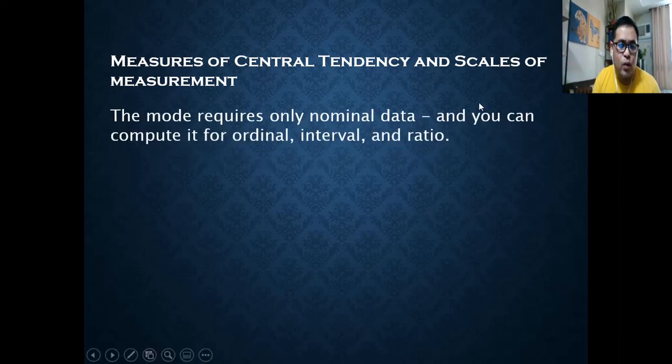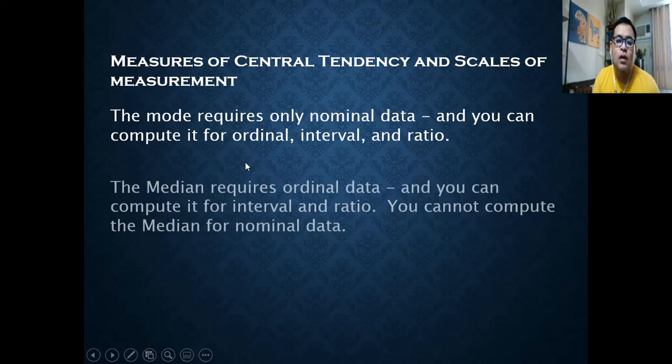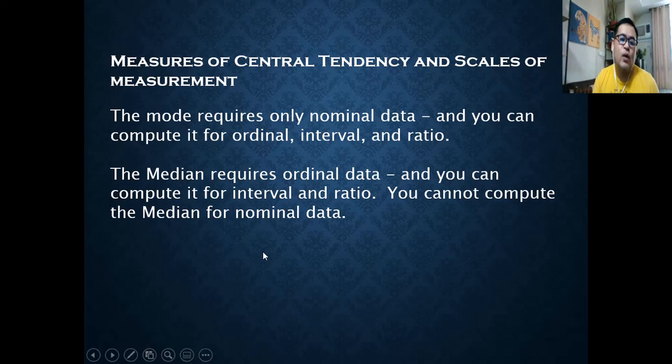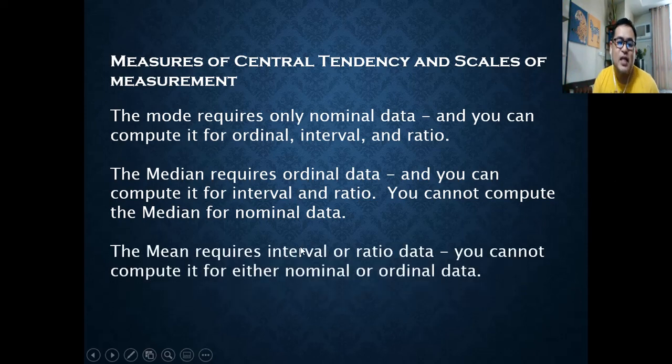The mode requires only nominal data, and you can compute it also for ordinal, interval, and ratio. For the median, it requires ordinal data and you can compute it for interval and ratio. You cannot compute the median for nominal data. And the mean requires interval or ratio data. You cannot compute it for either nominal or ordinal data. I hope you remember that.